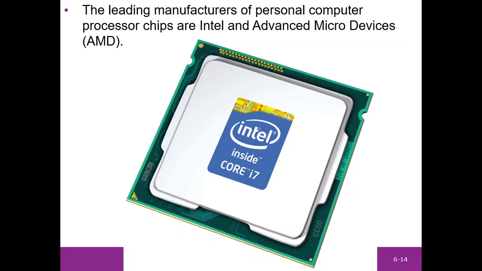There are two leading companies. One is Intel and the other is Advanced Micro Devices, AMD. So AMD and Intel both make similar processors. These processors have the same instruction set. They can execute the same instruction set. So they are similar as far as the programmer is concerned.